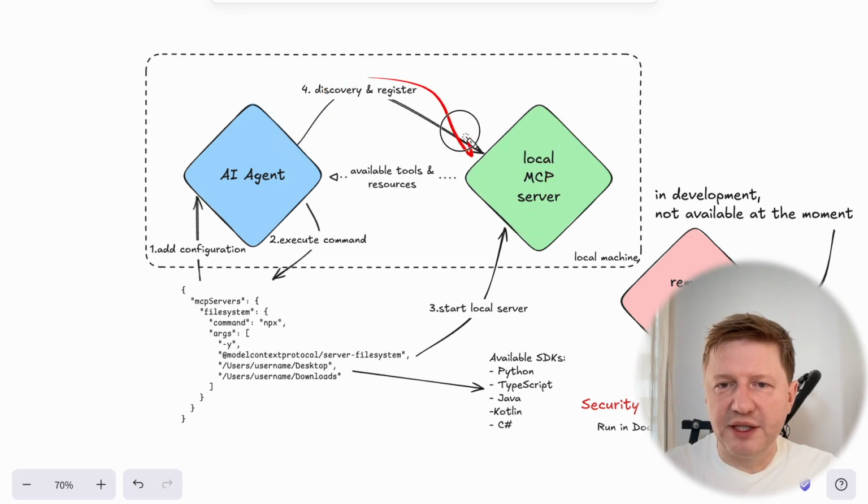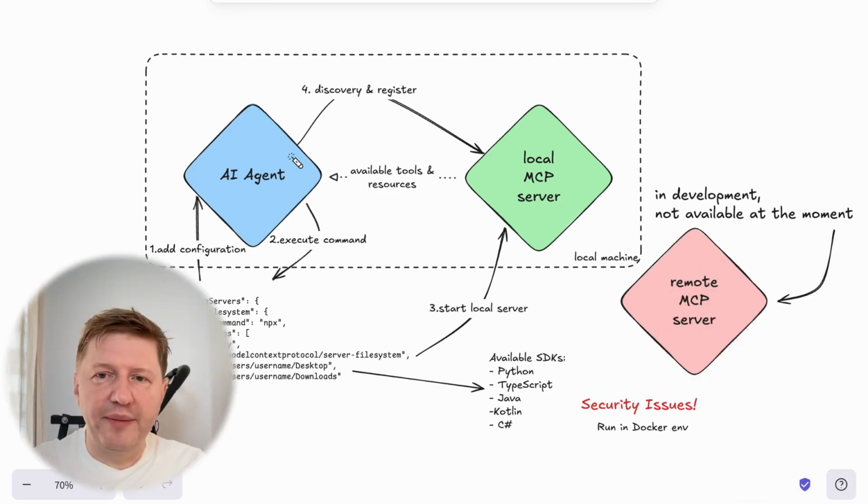So once it's registered and discovered by using predefined APIs, the set of available tools are here for the AI agent to use. So this is how it works. And again, the very important thing you have to memorize: this is a local server, so it runs on your local machine, and this is very important.